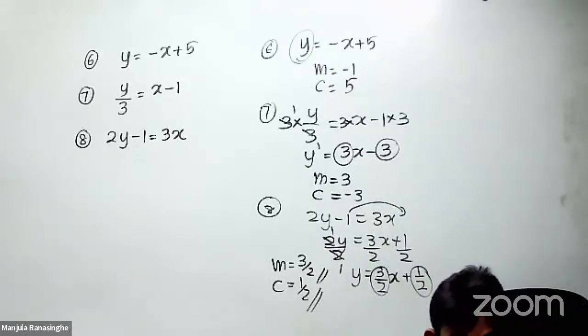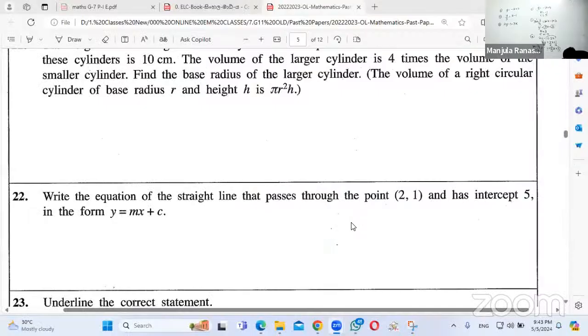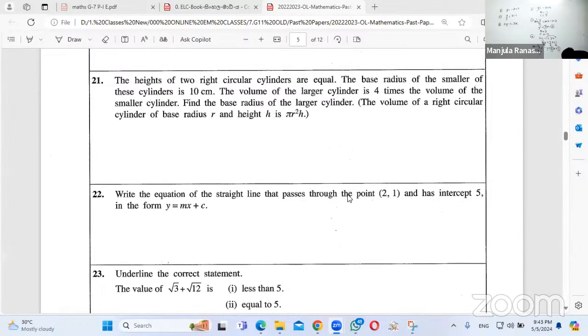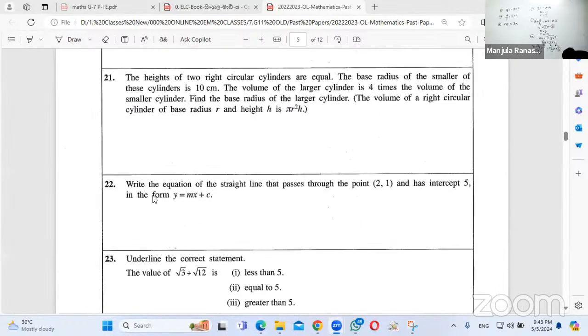Totally covered. Now I move to the last year short question. O-level paper. See the 2022 O-level paper question. So now I share you the screen. You can directly give the answer. On the O-level paper again. See the question 2022. Right. Write the equation of the straight line that passes through the point 2, 1 and has intercept 5 in the form of y equal mx plus c.